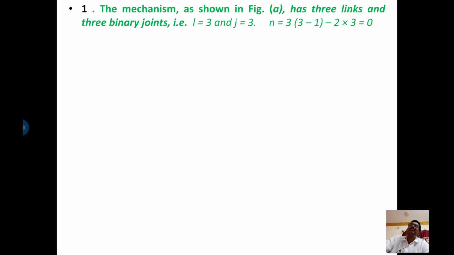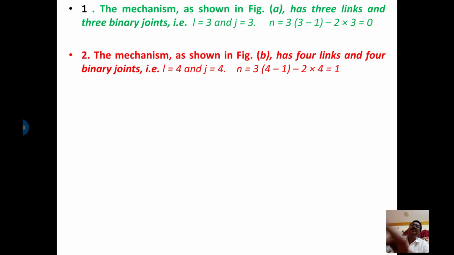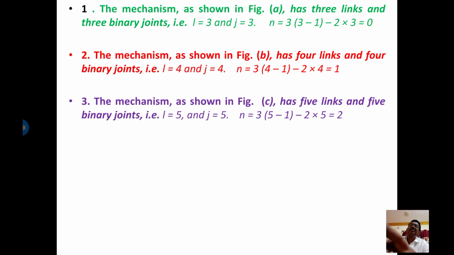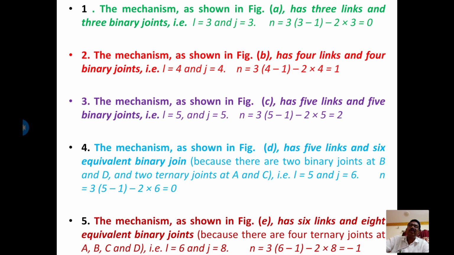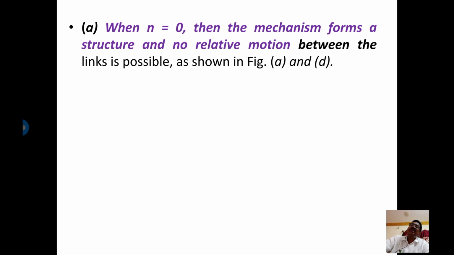Now we are observing figure 3. First one, figure A, degrees of freedom 0. Second, figure B, degrees of freedom 1. Third, degrees of freedom is 2. Fourth, degrees of freedom is 0. Fifth is minus 1, already calculated. When n is 0, the mechanism forms a structure and no relative motion between the links is possible. So figures A and D are structures; there is no kinematic chain in these two.